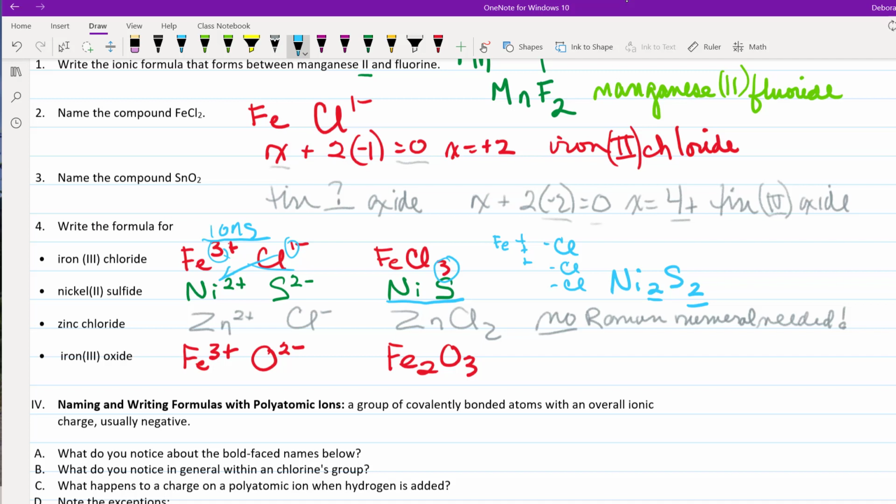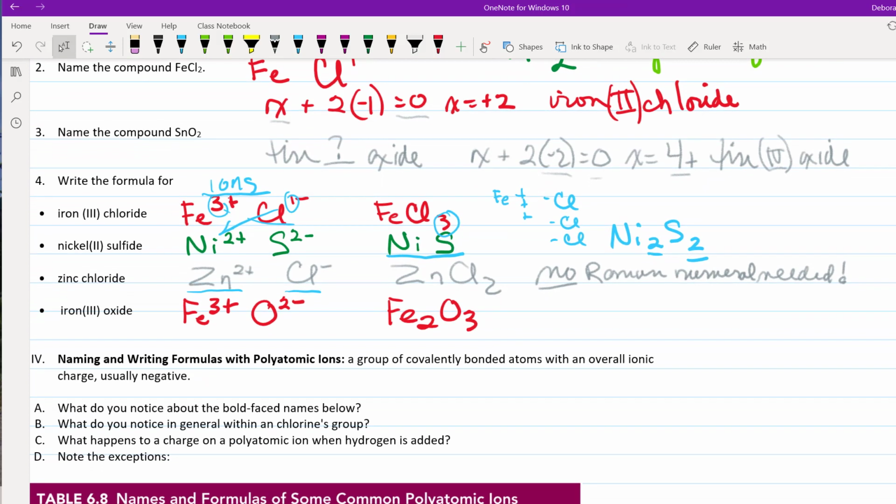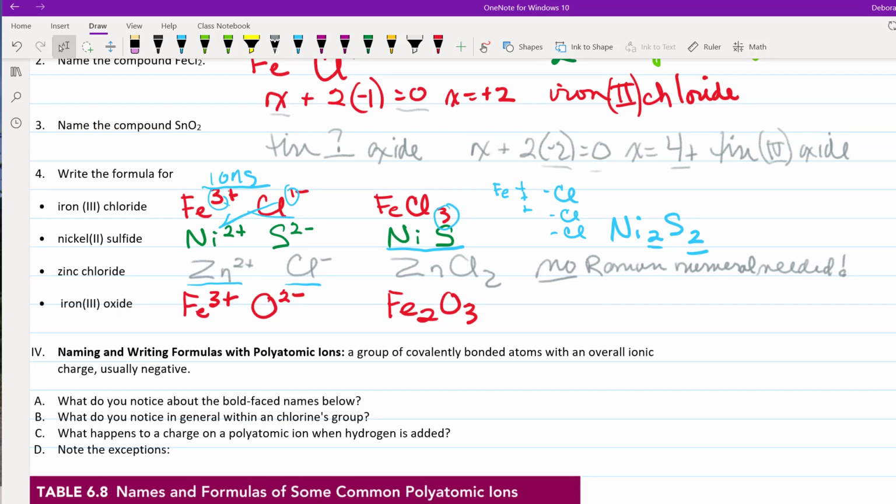Zinc chloride. Zinc is a +2, chloride's -1, so ZnCl2. This time, no Roman numeral needed. It was one of those that we made mention of back up here in the chart, that zinc only comes in one flavor, so no Roman numeral is needed for elements that don't have more than one oxidation state. Last but not least, iron 3 oxide: Fe3 plus, O2 negative, so Fe2O3.